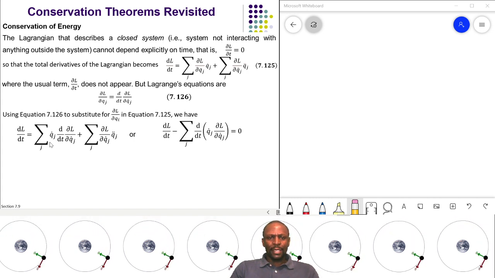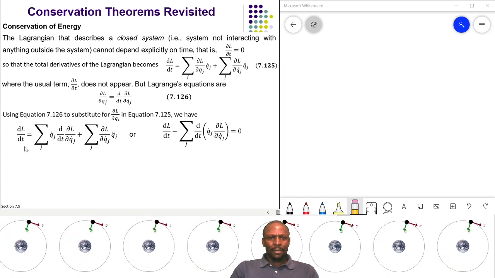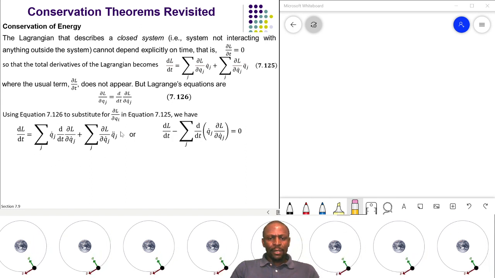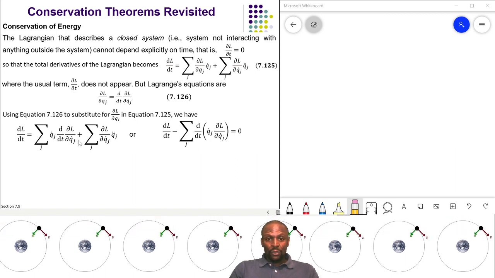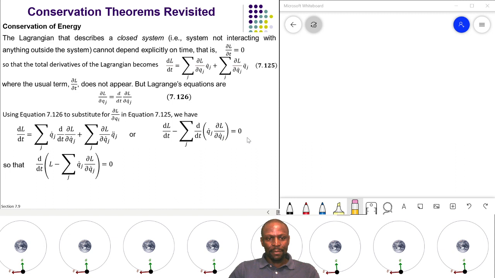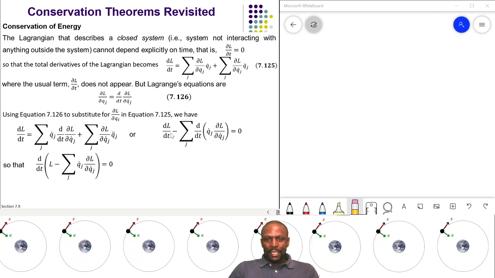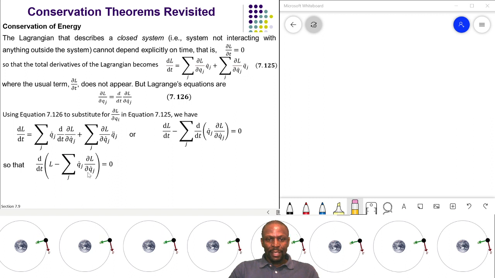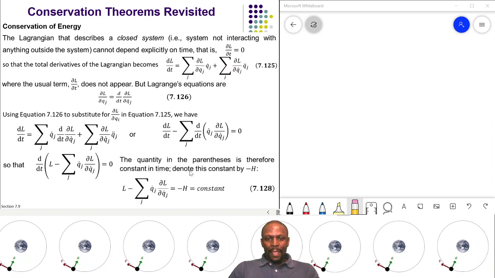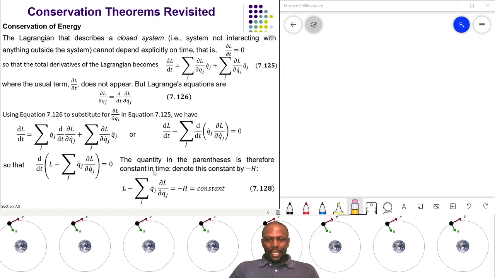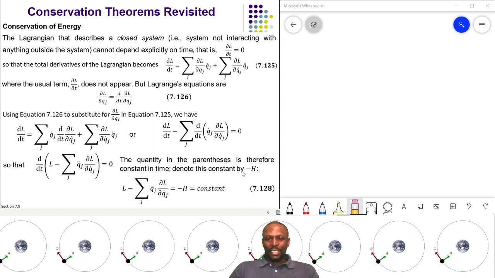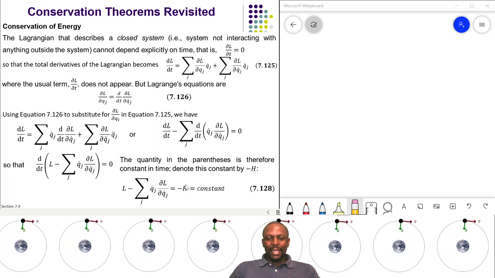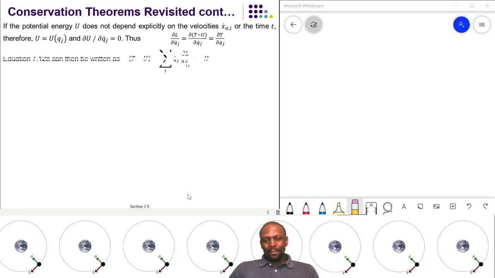Now, if you want to expand this term, you can use the product rule to get this. So that's what I'm trying to say. If you take the time derivative of everything there, it must be equal to zero. Good. Now the quantity in the parentheses is therefore a constant in time, so we denote this constant by minus h.